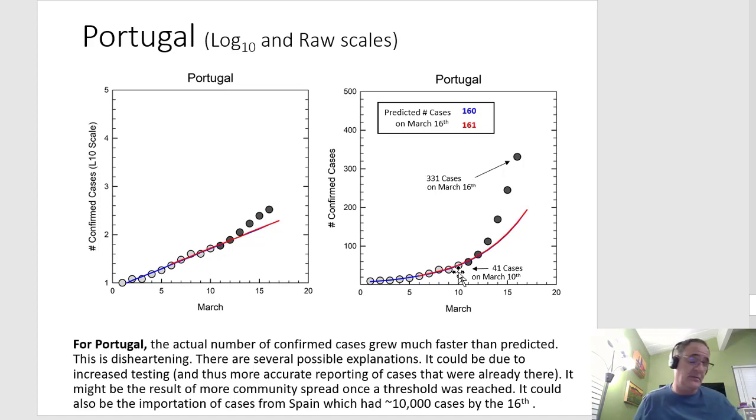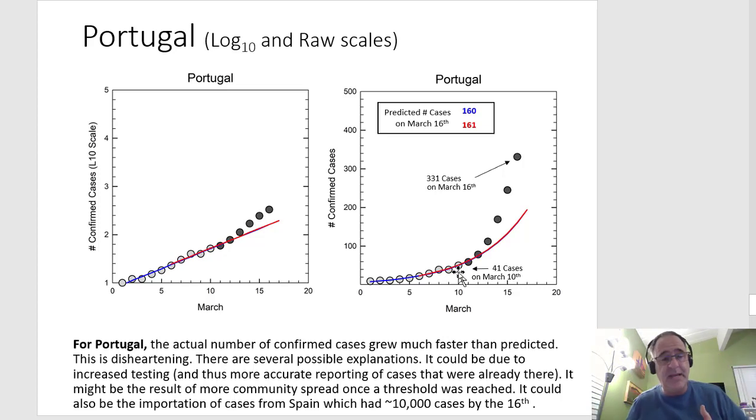Again, it could be that there's increased testing, so we're discovering cases that have been there all along. It could be that when there was only a handful of cases, they were in a few clusters and there wasn't much community spread. And as it hit a certain threshold, then community spread started to happen and it accelerated. Or it's possible that there are infected individuals flowing into the system from Spain.